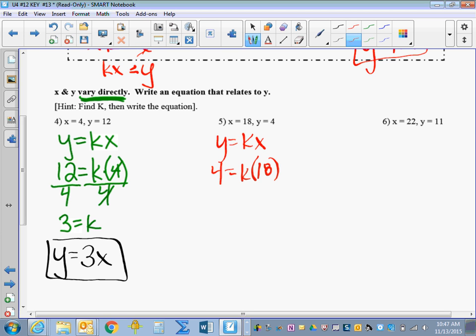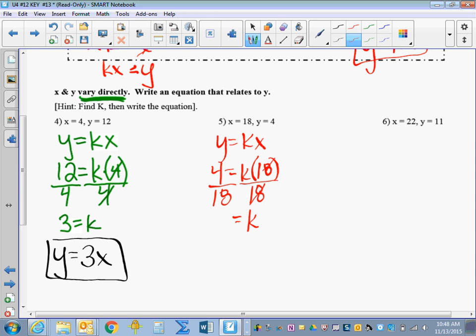Alright. Mohammed, do you have an idea of what we'll do next to solve for k? Yes. I want to get k by itself. Yeah, divide by 18. 18 divided by 18 is just 1.